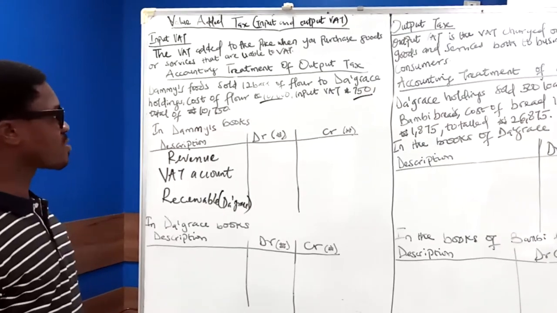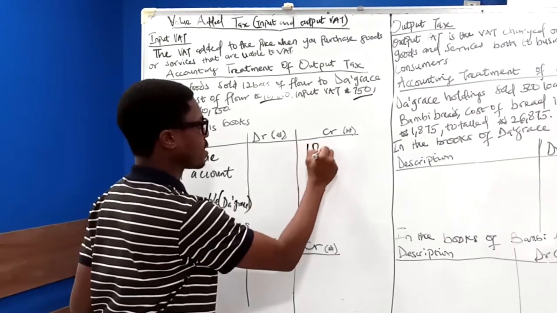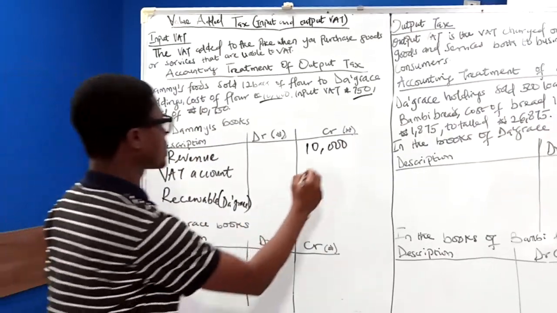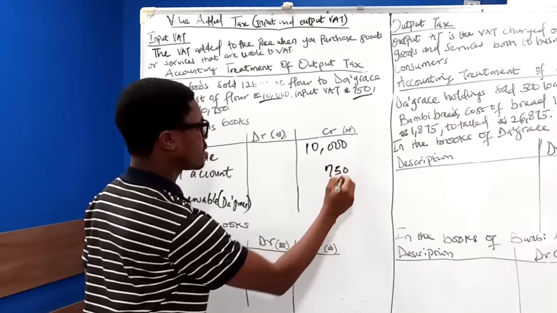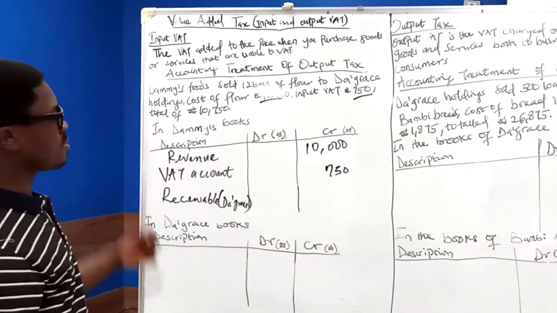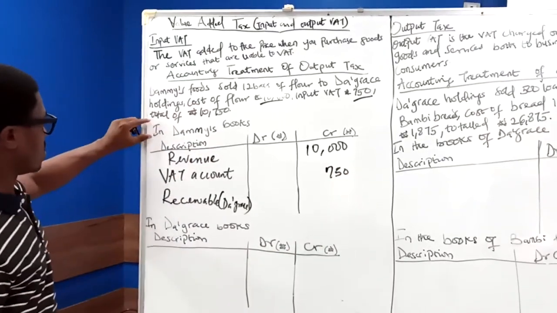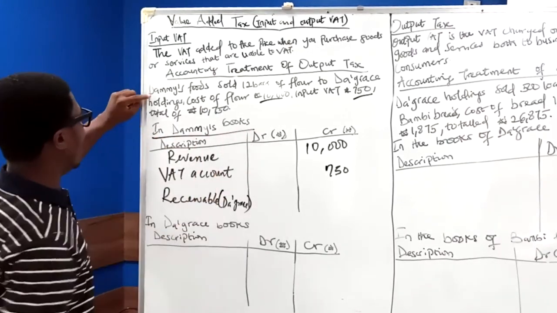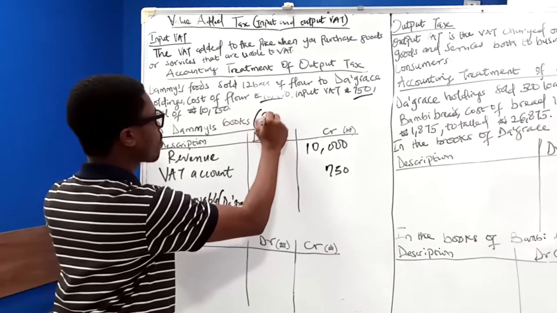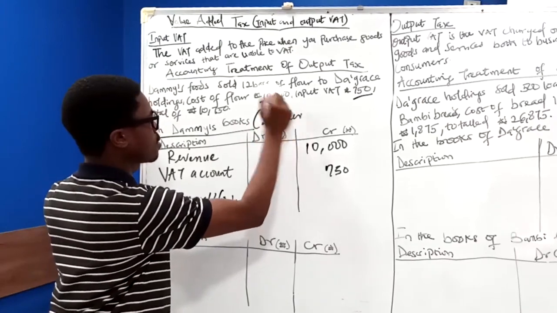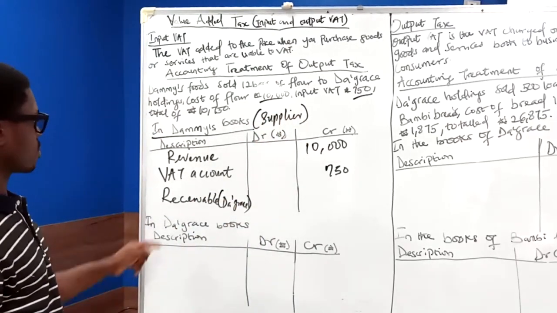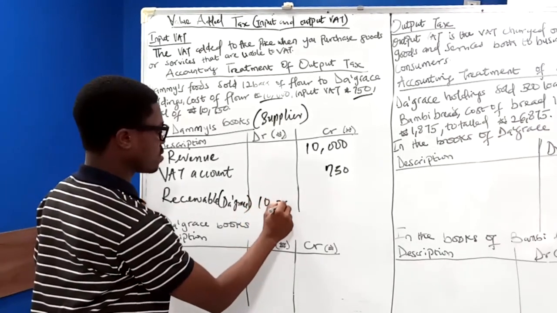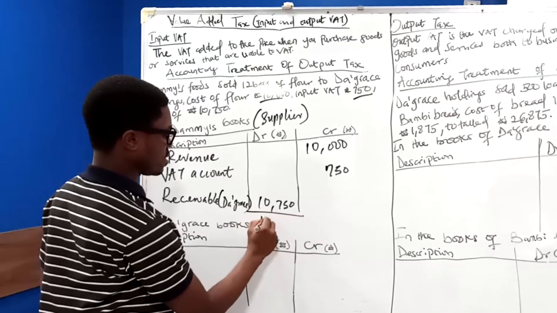We are going to credit the revenue account with 10,000 naira. We will credit the VAT account with 750 naira. Note that this is the treatment in the book of Dami, and Dami here is the supplier. We now debit receivable with 10,750.